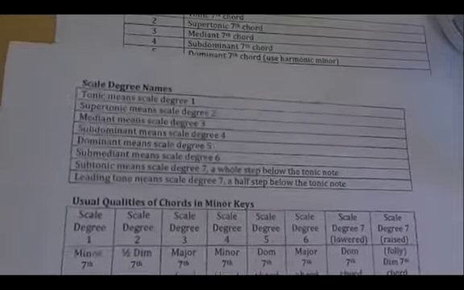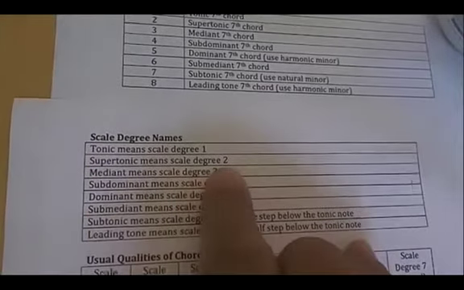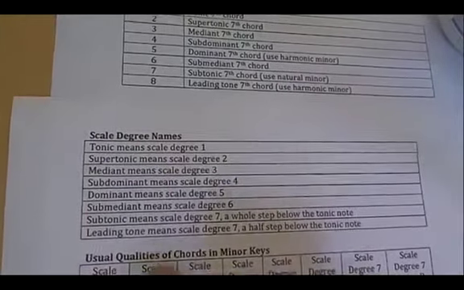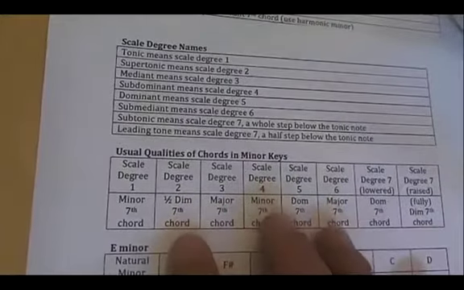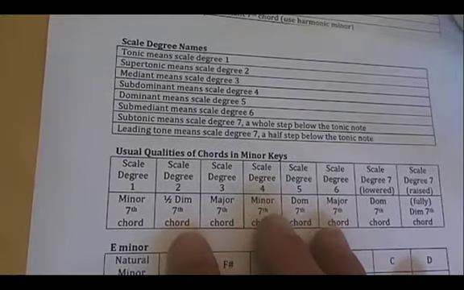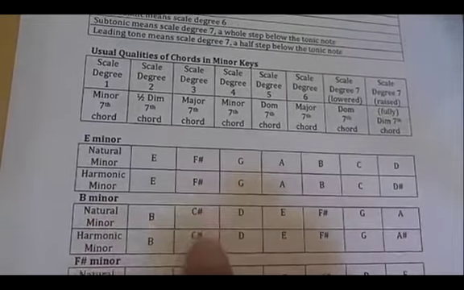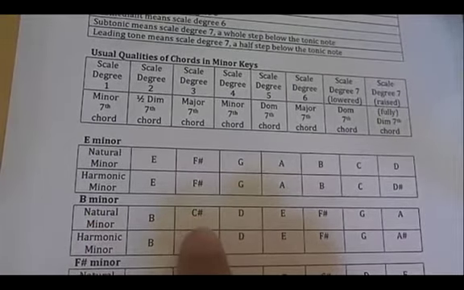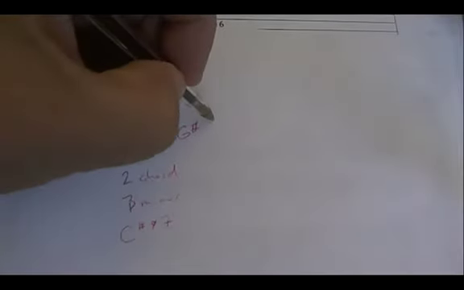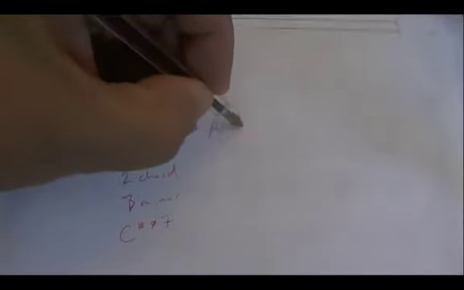We're just going to look here and double check some things. Supertonic means 2. And if I'm in a minor key, my 2 chord is a half diminished 7. And I'm in the key of B minor, so B, C sharp. So I'll be making a C sharp half diminished 7th, right? C sharp half diminished 7th. I probably should have labeled this over here A major 7th.